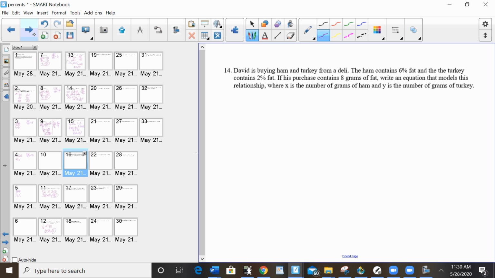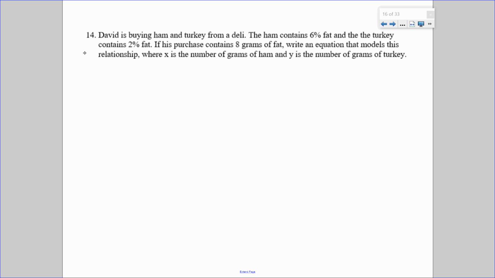All right, this is another different type of question dealing with percents. I've seen this in the SAT a couple times. David is buying ham and turkey from a deli. The ham contains 6% fat and the turkey contains 2% fat. If his purchase contains 8 grams of fat, write an equation that models this relationship, where x is the number of grams of ham and y is the number of grams of turkey.